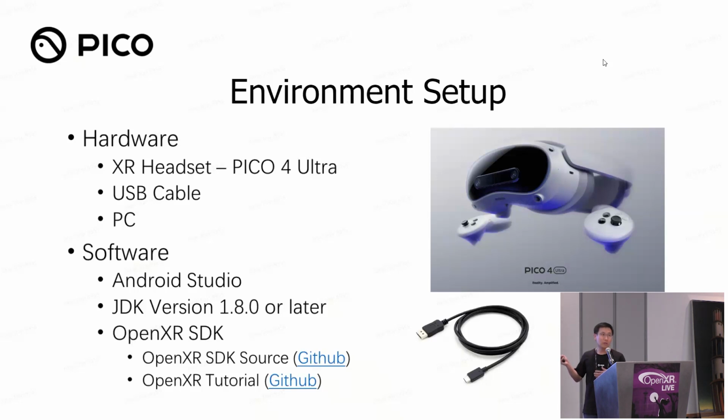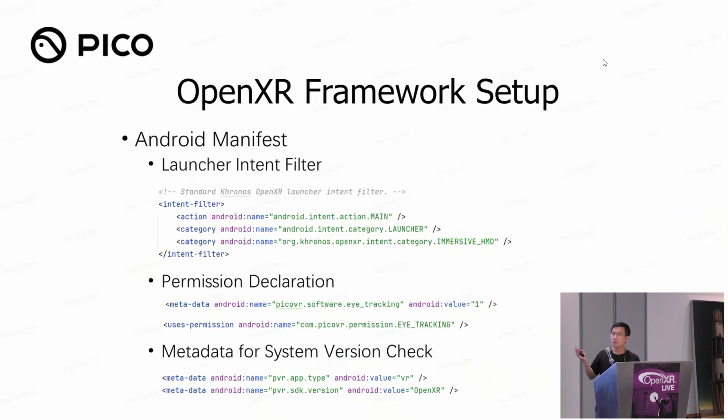And we also need the OpenXR SDK, of course, and you can download it from GitHub. And there is also an OpenXR tutorial project with the OpenXR SDK inside. This one, I will take it as the example in my sharing. Okay, firstly, I think we need to set up the Android manifest.